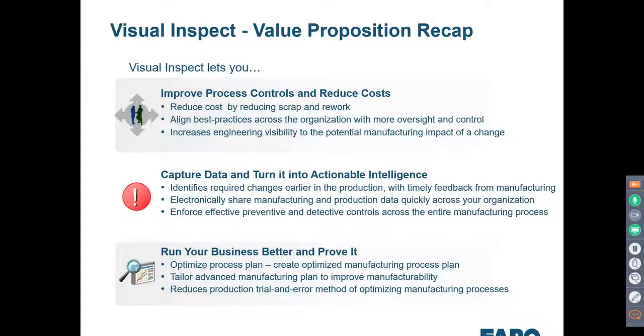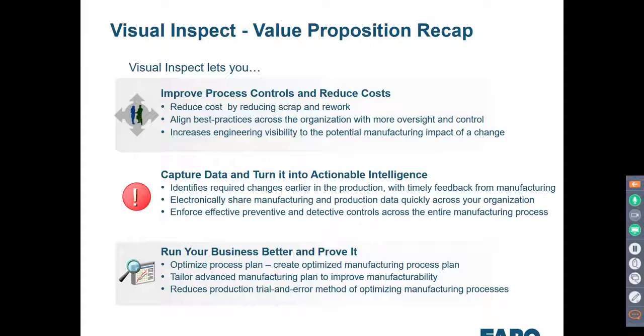So let's just recap our value proposition. Visual Inspect basically allows you to improve your process controls and reduce costs by reducing, mitigating, or eliminating scrap and rework. We align to best practices across your facility and your organization, with increased oversight and control capability. We increase your engineering visibility to potential manufacturing impacts or changes, ECOs, and issues within your manufacturing process that you'd like to document immediately and push out to either your plant or your entire organization globally.